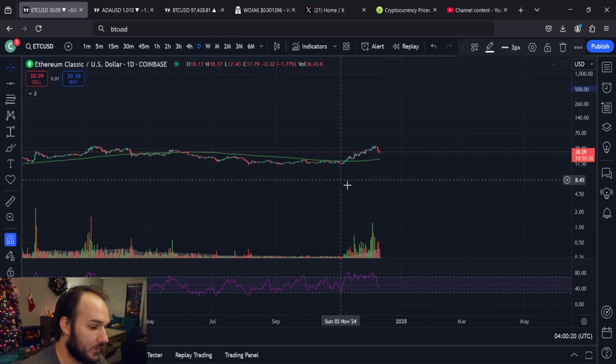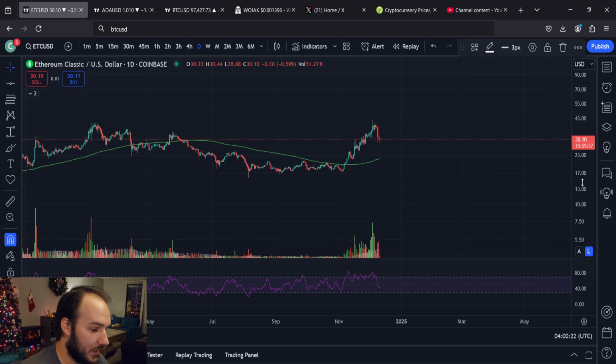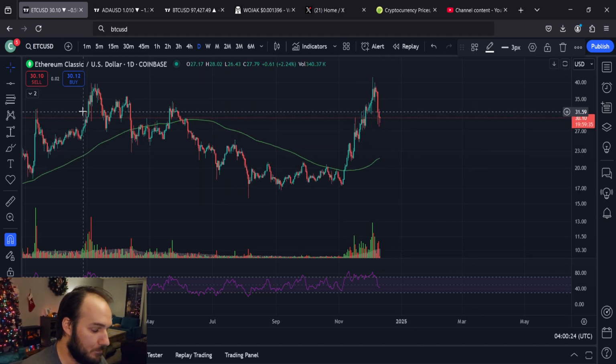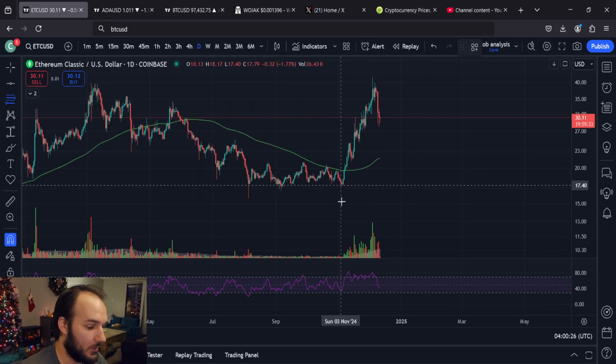Consolidating now, more upside later. If you move down from here, barely. I doubt you move down any more. Like really, and if you do, it's not going to be by much.